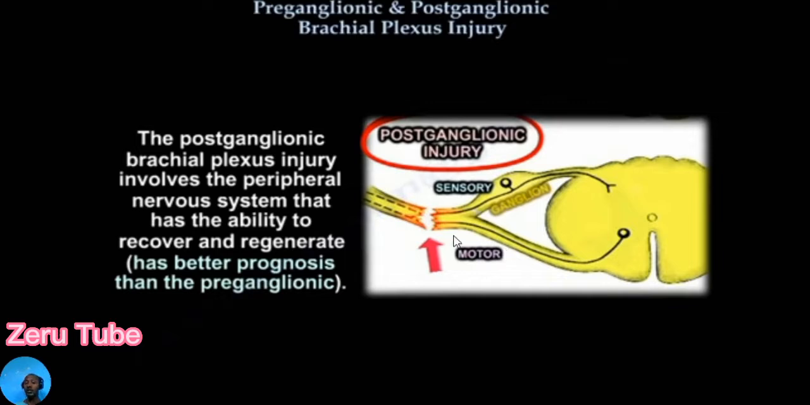As I told you, postganglionic injuries come due to injury of the trunk. As we saw last time, the brachial plexus has root, trunk, division, cord and terminal branch. At this level, a postganglionic injury is below the ganglion. This is a ganglion. Below the ganglion you can get trunk, or postganglionic injury. The postganglionic brachial plexus injury involves the peripheral nerve system that has the ability to recover and regenerate. Look at the difference between them.